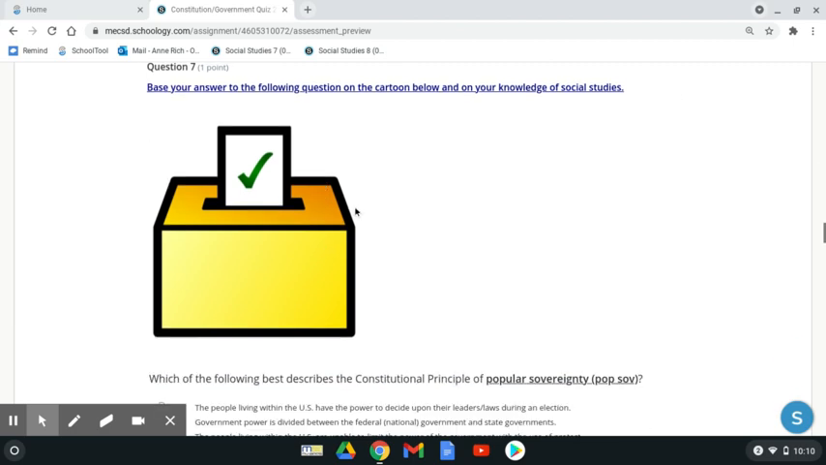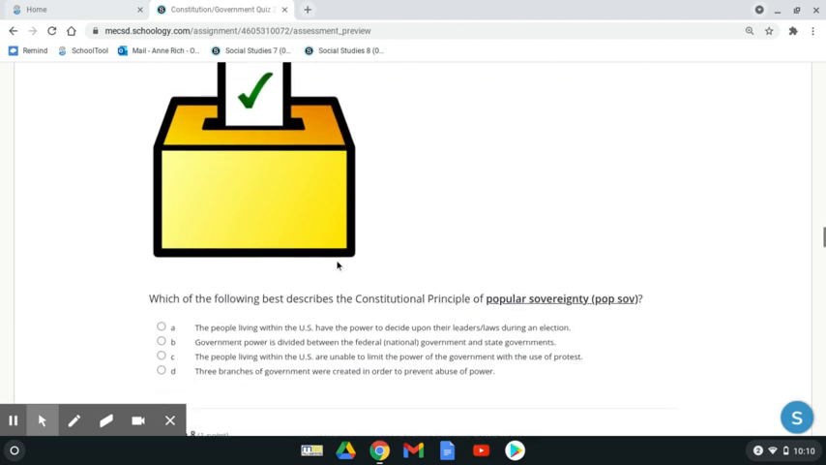Question number 7. Which of the following best describes the constitutional principle of popular sovereignty, or POPSOV? A, people living within the U.S. have the power to decide upon their leaders and laws during an election.